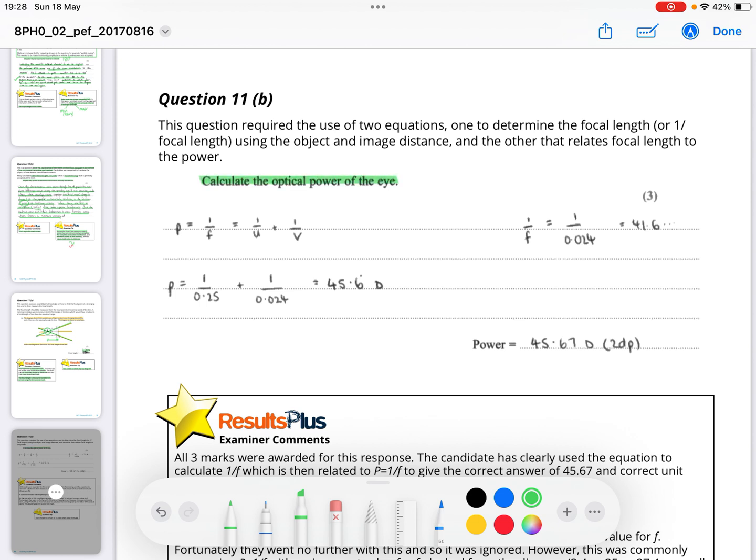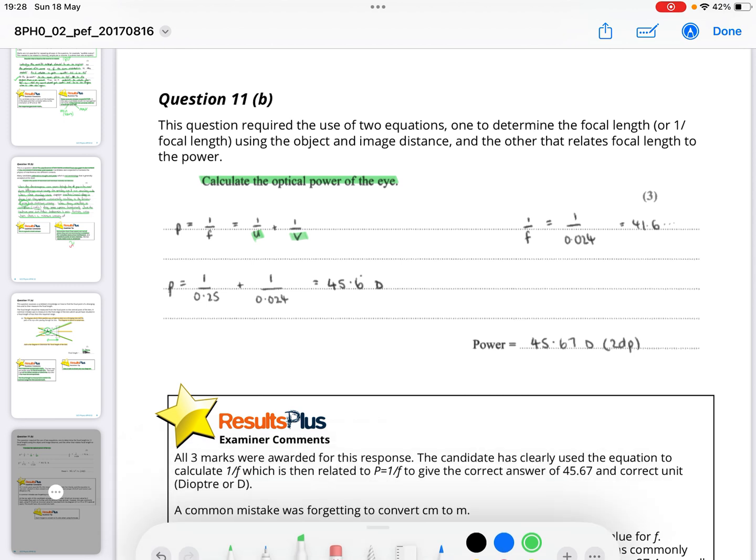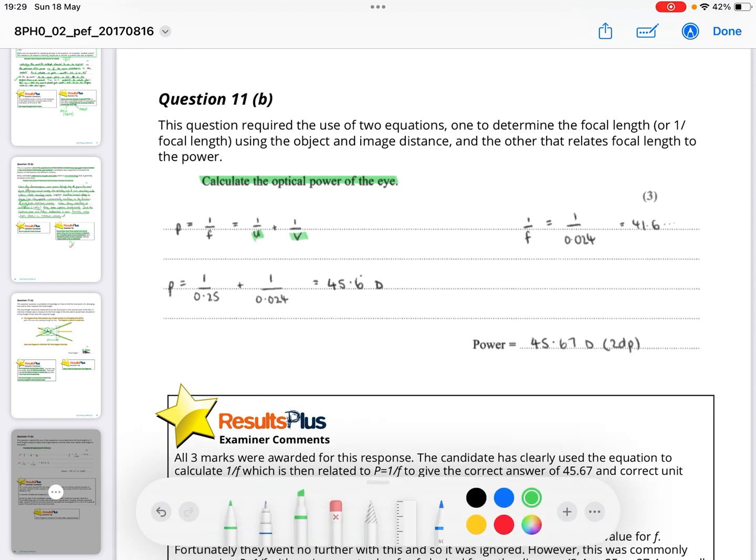They've given an image of an eye and the distance from the object, which is u, and the distance to the other side of the lens where it focuses. I'm just bringing it up on the screen. So focus on the back of the retina. So v is the distance from the front of the lens to the back of the retina. They've given you the values for f, v and u, and they want you to calculate the power.